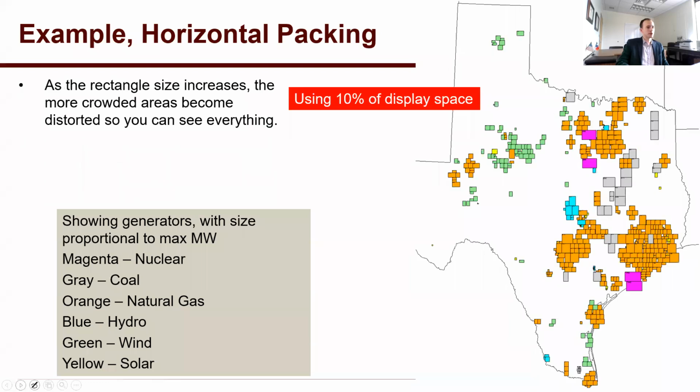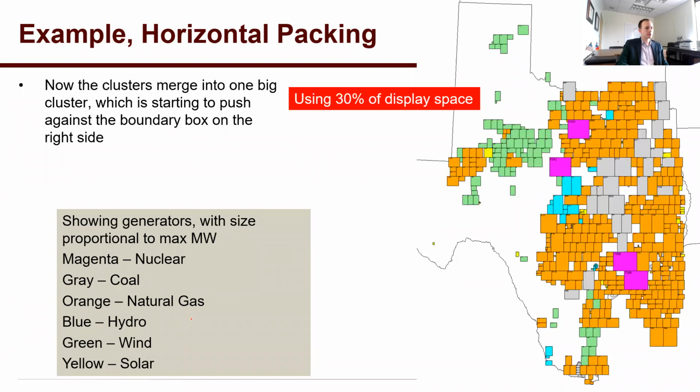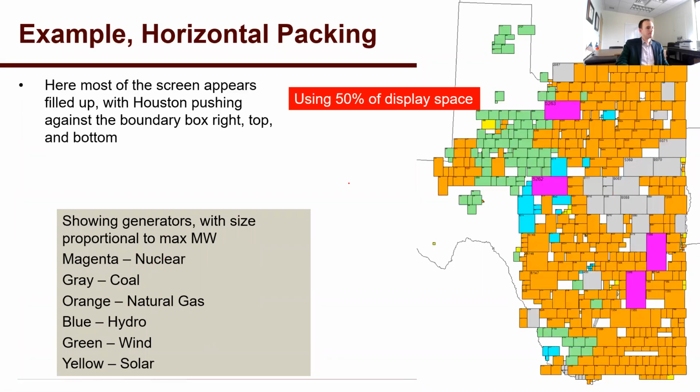And then as we make them bigger, you can see that it continues to ensure that these tiles are not overlapping one another. You can also see that it has to distort things a little bit more now that they're getting bigger. This is with 10% of the display space. You get up to 30%, and it's really having to distort things, but you can still see that a lot of things are still quite close to their actual geographic locations. And then you can make them even bigger as well, up to this, the 50% of display space.